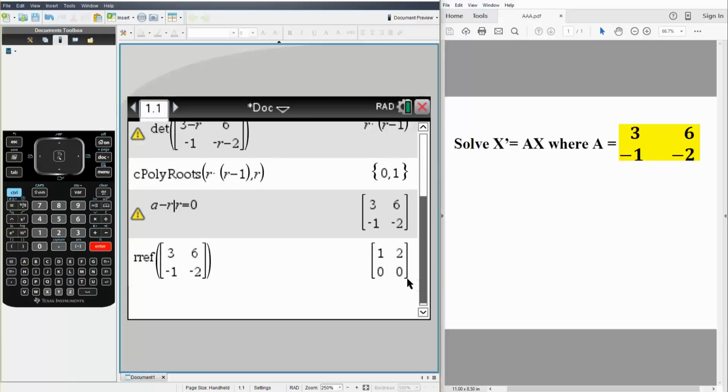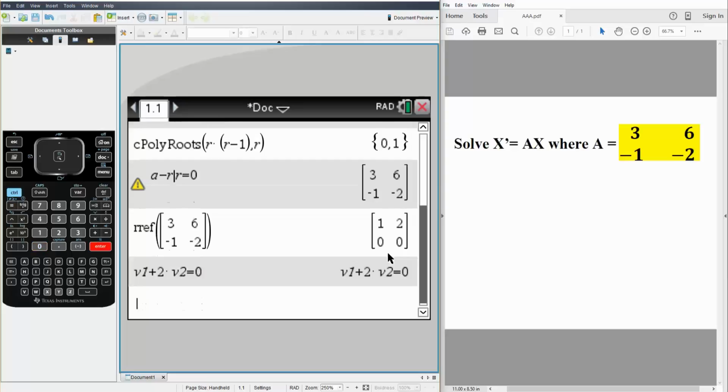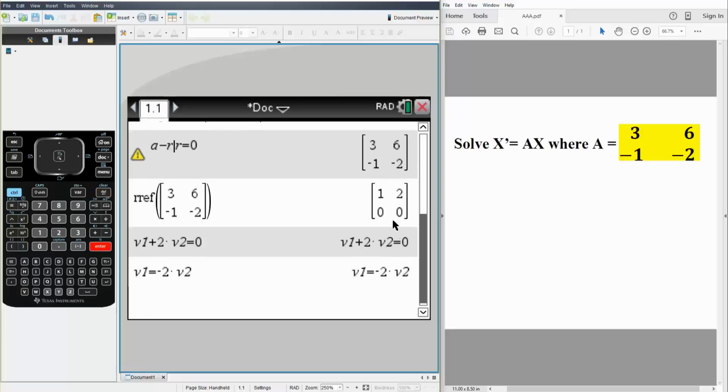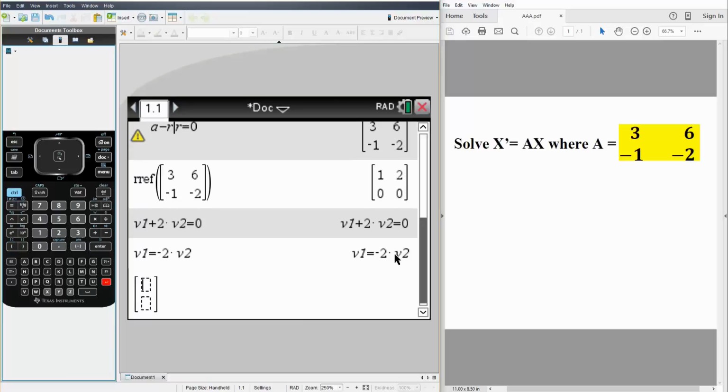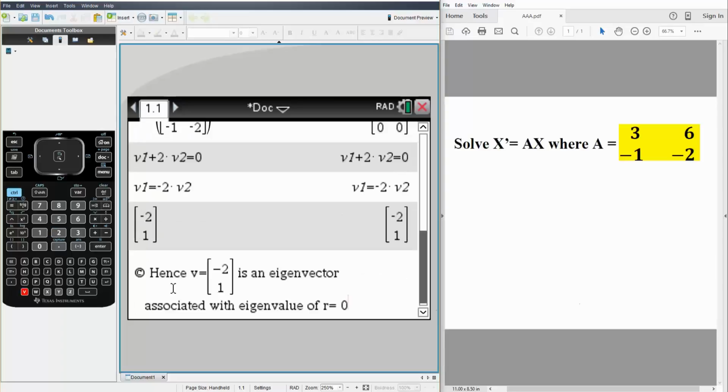And so by this we know that V1 plus 2 times V2 is equal to 0. And so V1 is equal to minus 2 times V2. And so we can get our eigenvector. If we say V2 is 1, that means V1 would be -2. Because if we say V1 is -2, we divide by -2, that means V2 is 1. Hence V, the eigenvector, is this, associated with the eigenvalue of R is equal to 0.